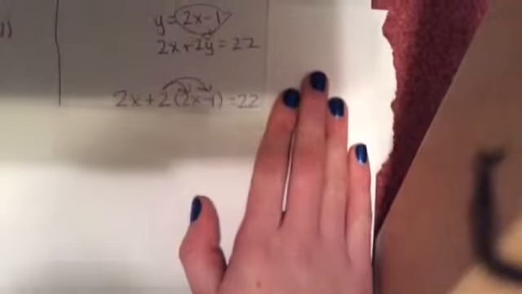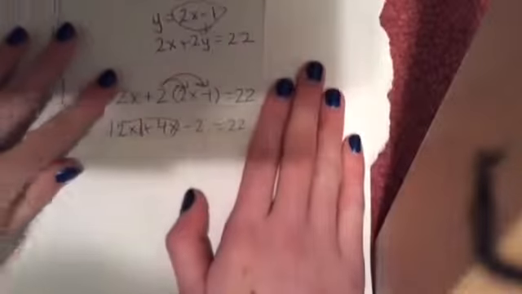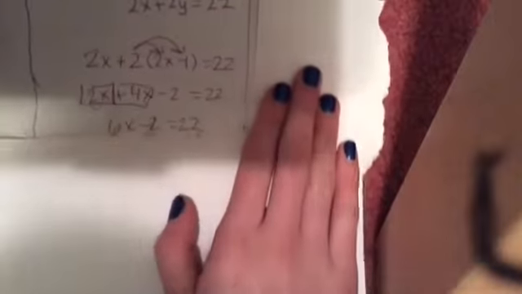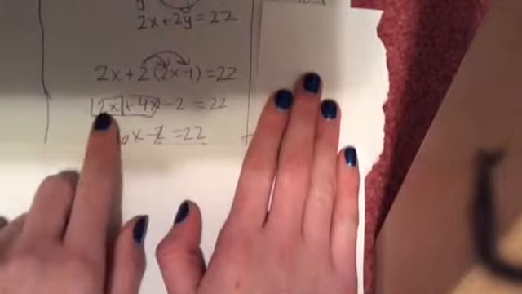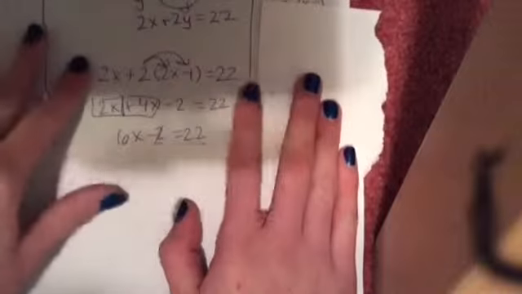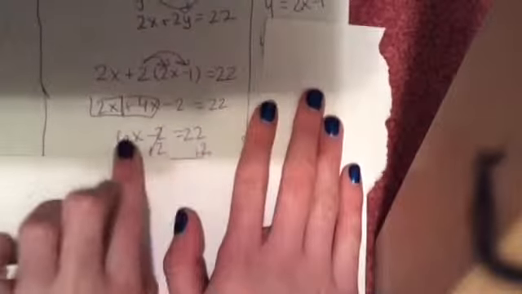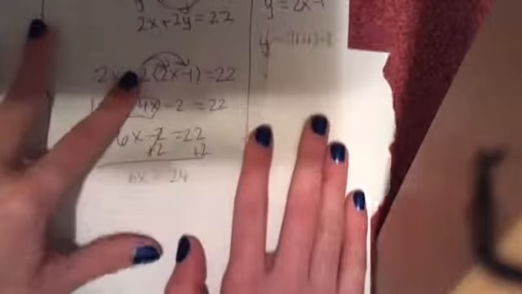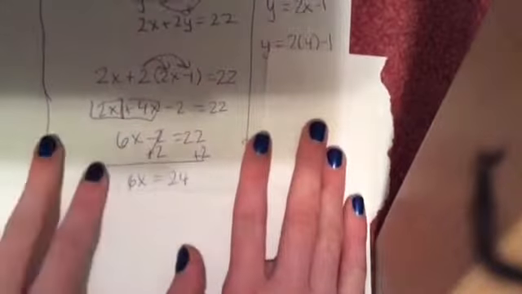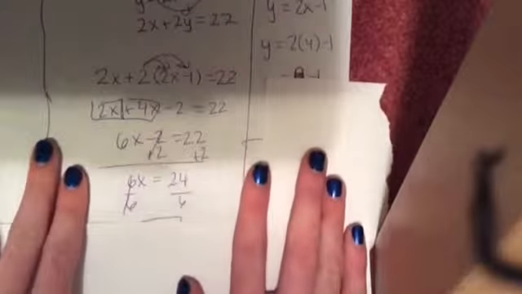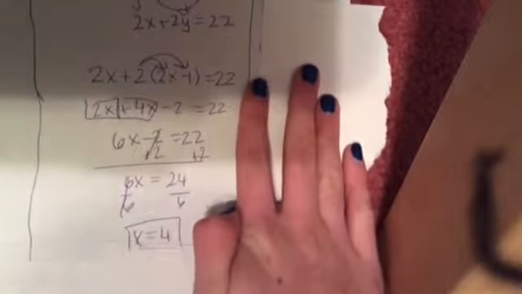Here is example number 2 with your two equations. We want to plug in 2x - 1 where y is. Then you would be left with 2x + 2(2x - 1) = 22. Then you want to distribute, simplify, and you'd be left with 2x + 4x - 2 = 22. Then combine like terms, which would be 6x - 2 = 22. Add 2 on both sides because you want to isolate x, and then you get 6x = 24. Then divide by 6 to isolate x, and you get x = 4.